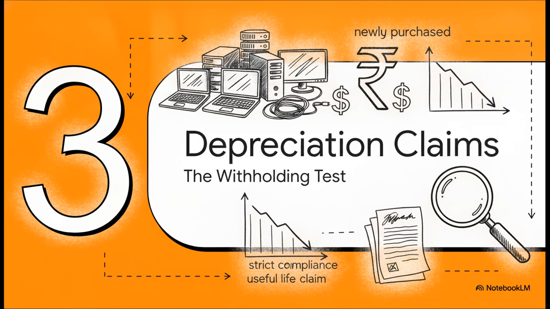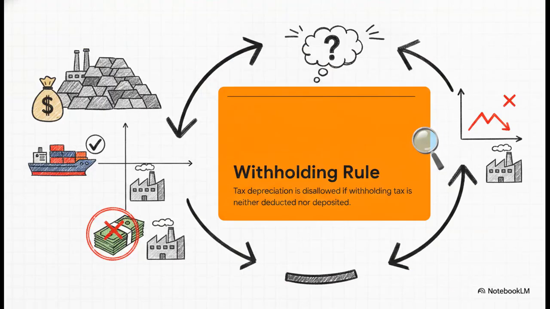Section 3, correcting depreciation claims. It's time for the withholding test. You know, depreciation isn't just about the useful life of an asset. It's really about strict compliance. So the branch bought 600 million worth of equipment. 400 million came from commercial importers and 200 million from local manufacturers. But get this, they failed to deduct withholding tax on any of it.